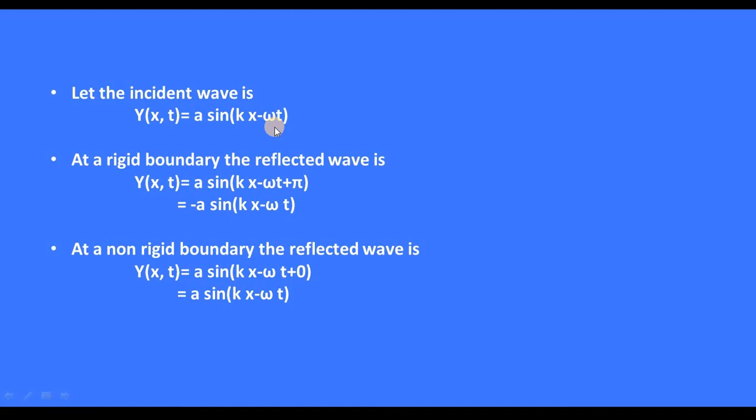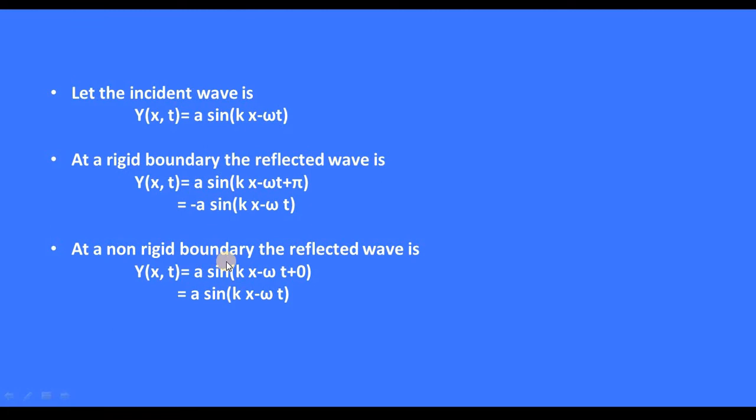So if you are taking a rigid boundary, then the wave will be reflected into the same medium, and that's why the reflected wave will be formed. The phase difference between the incident wave and the reflected wave will be pi radians. That's why the equation becomes y of x comma t equals a sin of kx minus omega t plus pi. We know the value of sin of pi plus theta equals minus sin theta. That's why you get minus a sin of kx minus omega t. So this is the case of a rigid surface.